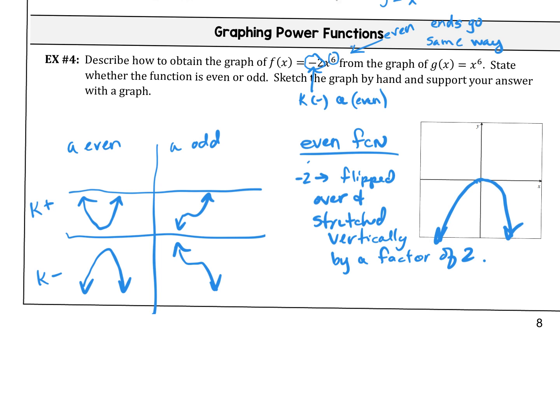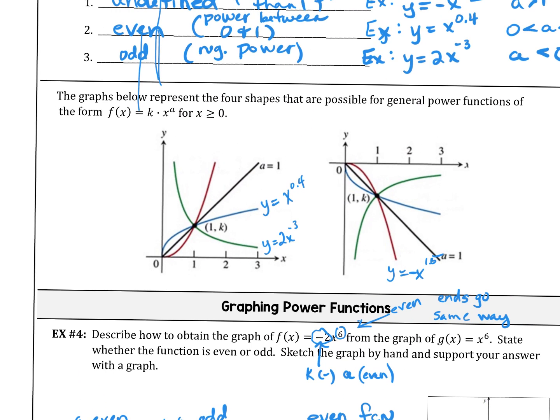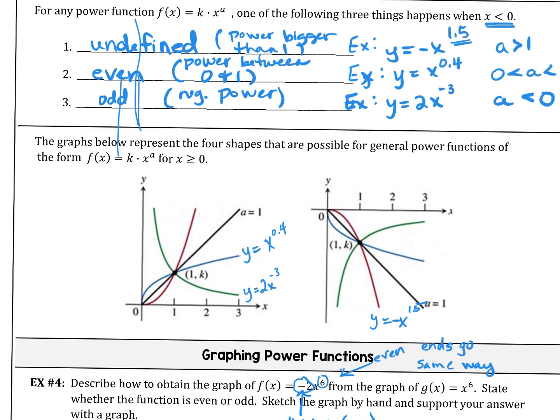I want you to look at this guy. Which one of these ended up being the one that was not touching the axes? Which one? To the negative power, right? So I want you to go back and look.